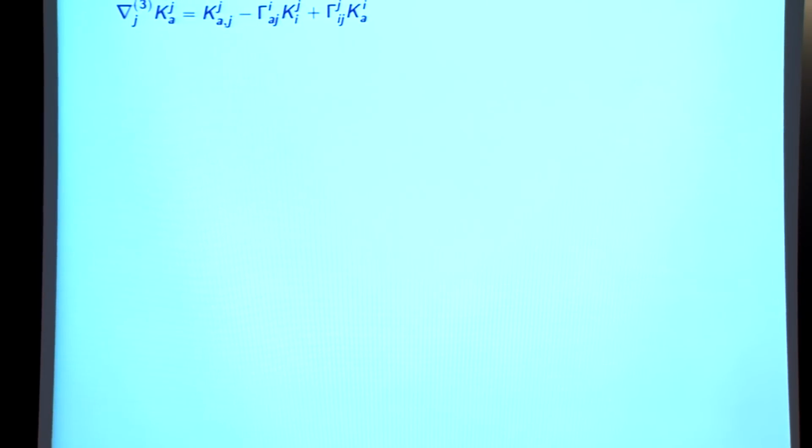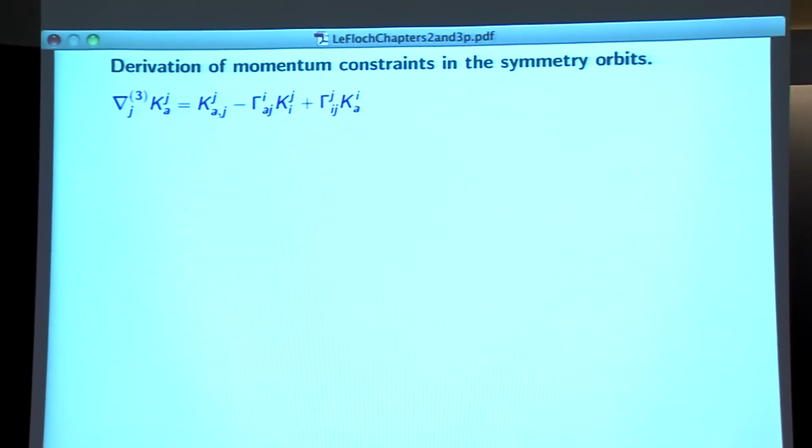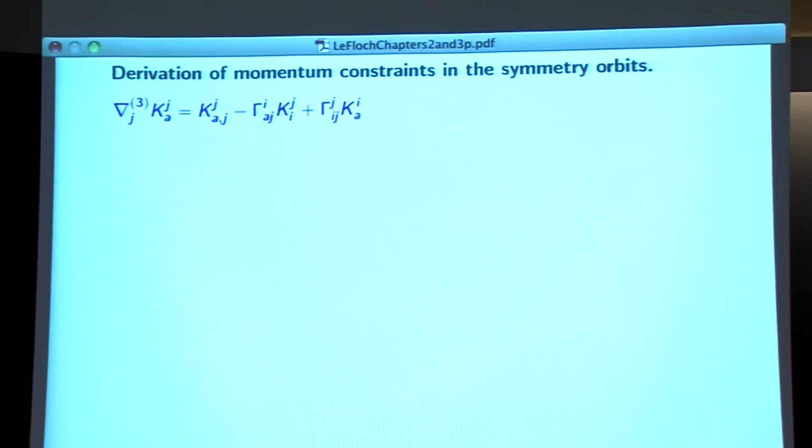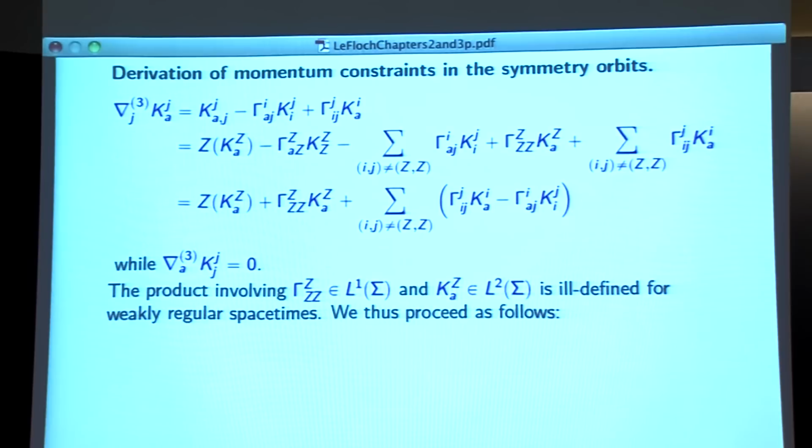Now, you do something similar for the other two momentum constraints corresponding to the symmetry orbits. I don't think I need to explain much detail, but of course the formulas are much more complicated. But the story is essentially the same. So you realize that the product involves gamma z, which is in L1, and this time it turns out to be kaz, which is only in L2. So this product will be ill-defined, actually.